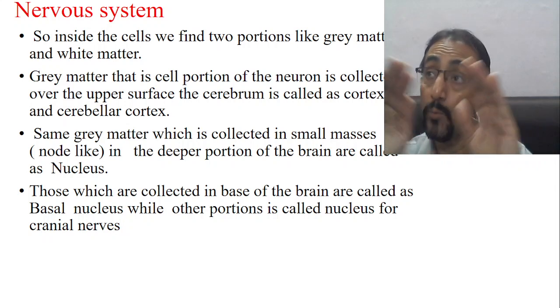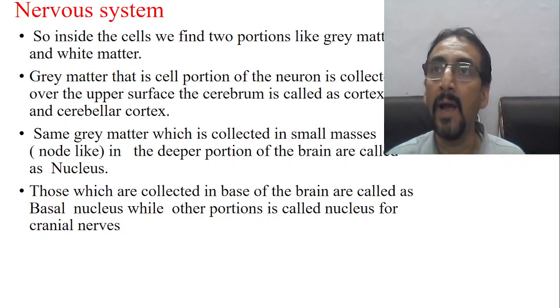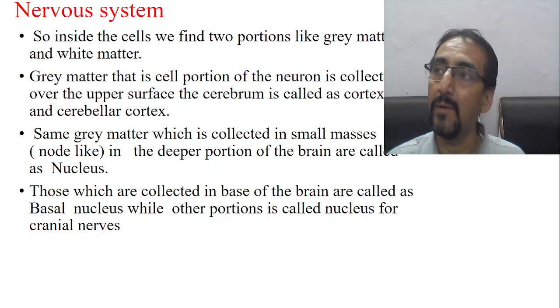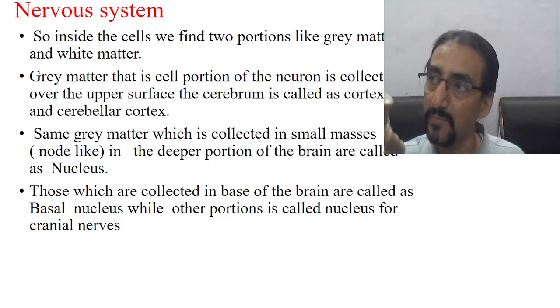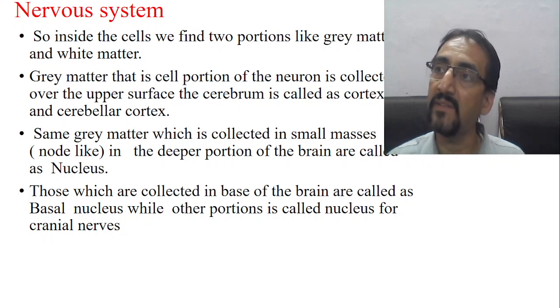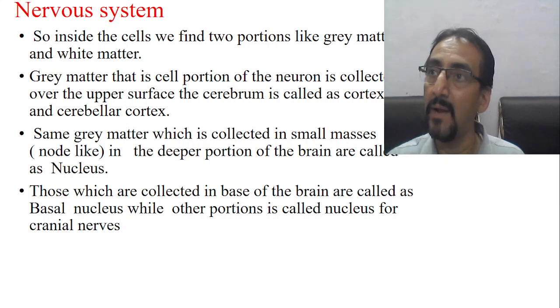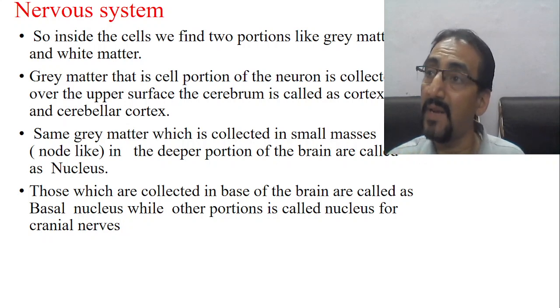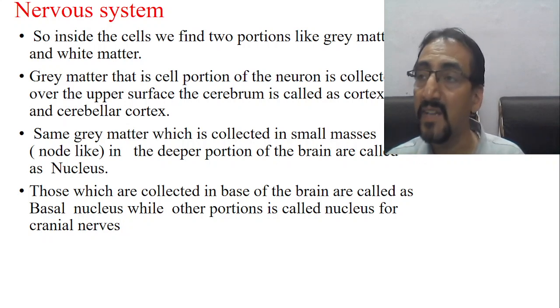Gray matter is on top, on the upper surface of the cerebellum, and it is called the cortex. Such a group of gray matter, the body or cell part of the neuron which is present in the cerebrum area, is called the cerebral cortex. The same gray matter which is present in the cerebellar area is called the cerebellar cortex.